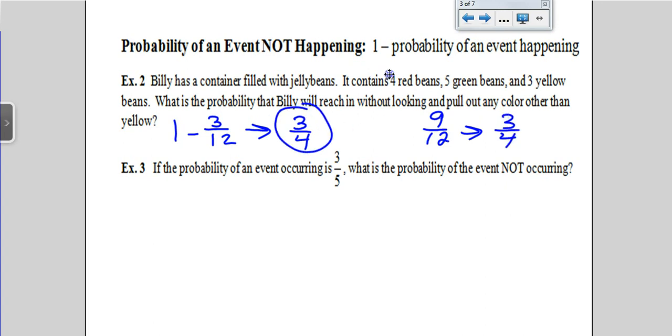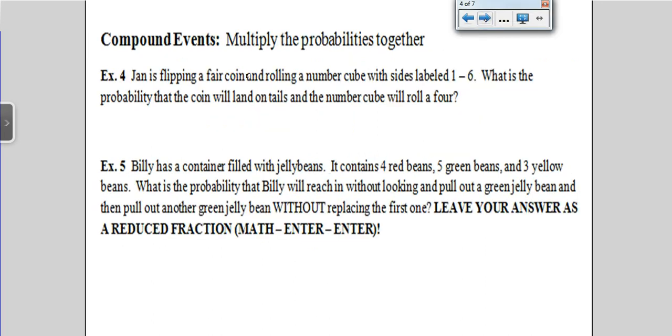Now the reason I tell you this formula is because the ACT has been known to put questions like example number 3 down. If the probability of an event occurring is 3/5, what's the probability of it not occurring? Now they don't actually tell you what this event is or what happens, they only tell you what the probability of it happening is. So we're going to have to use our little formula, 1 minus the probability of it happening, and 1 minus 3/5 is 2/5. And that is either in your head or on your calculator, whatever you are more comfortable with.